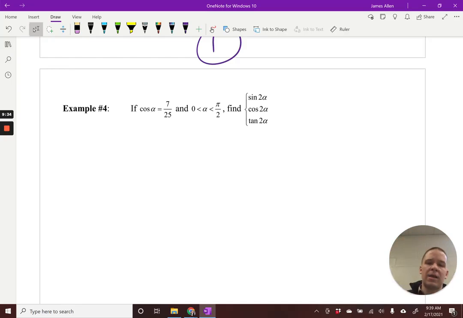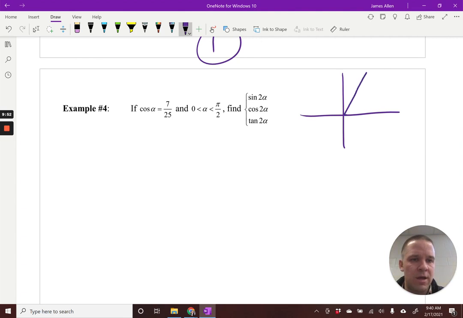Let's continue with the math. All right. So I have if cosine of alpha equals 7 over 25, and alpha is between 0 and pi over 2. That's the first quadrant. Find those 3 double angles, right? Sine of 2 alpha, cosine of 2 alpha, tangent of 2 alpha. First, I think drawing the triangle would be a solid idea. And thankfully, we had restrictions on alpha which is that right there.